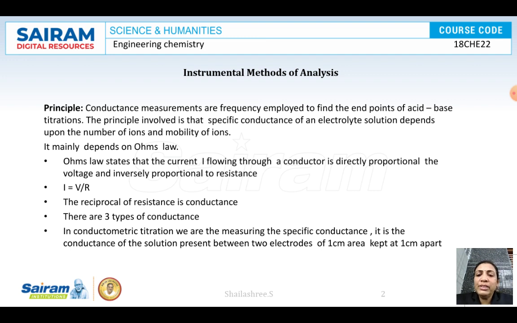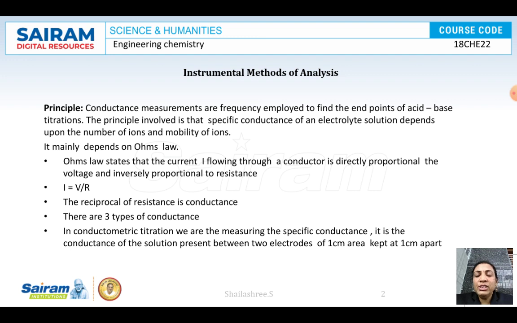What is the principle here? In the principle of the conductometric experiments, these conductometric measurements are generally acid base titrations, and we will be measuring the specific conductance of these acid base experiments. We are measuring the specific conductance of the solutions given, and that conductance depends on the number of ions and the mobility of the ions present. Conductance mainly depends on the mobility of the ions and also the concentration of the ions in the solution.